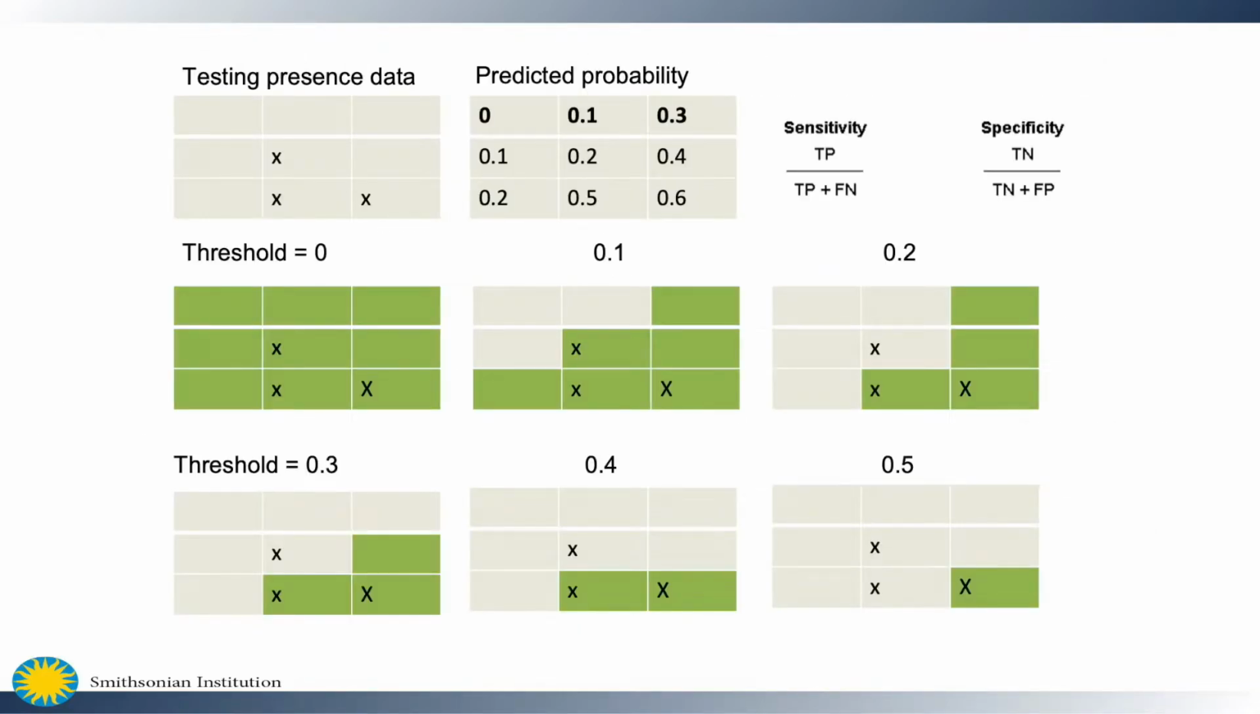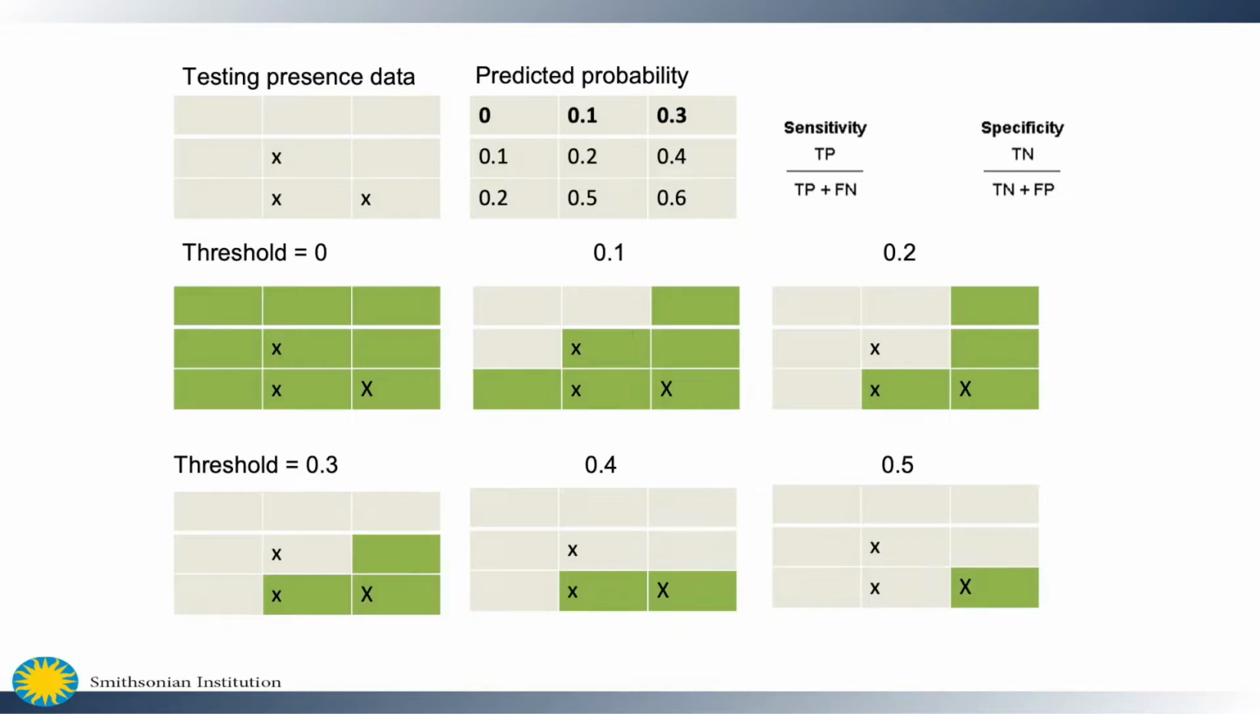Here, to show you how the threshold can affect those sensitivity and specificity metrics, let's consider this example with 6 pixels, where we have our testing presence data marked by the crosses, and the rest are absences. And then our predicted probability, ranging from 0 to 1. If we use a threshold of 0, then everything will be positive, right? And then we correctly predicted 3, we over-predicted presence, right? We have no absences.